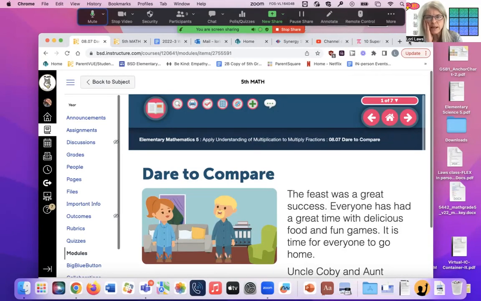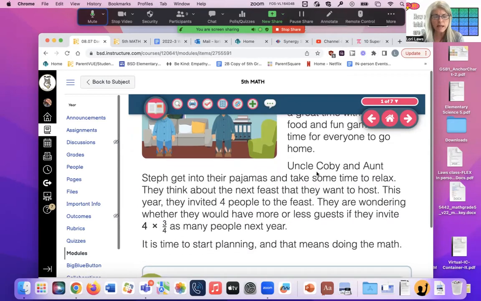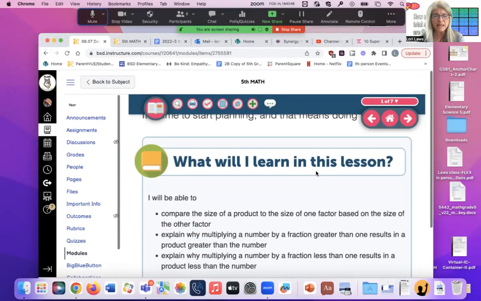This is 807. And it's got 7 pages, Dare to Compare. We're comparing the size of a product to the size of one factor based on the size of the other factor. Explain why multiplying a number by a fraction greater than 1 results in a product greater than the number. So remember how we said when we took a fraction of a fraction, it came out less. So if you have half of a cake and somebody says, give me a quarter of that, well, you're going to have less, right? Because you started out with a fraction.